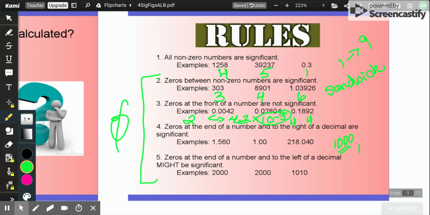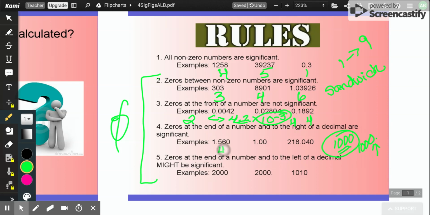But if I say there are exactly 1,000 people, I would write it that way. That's why the decimal point is important. That means I went through and counted every single person and I counted 1,000. This number means there's about 1,000. Let's look at the examples.